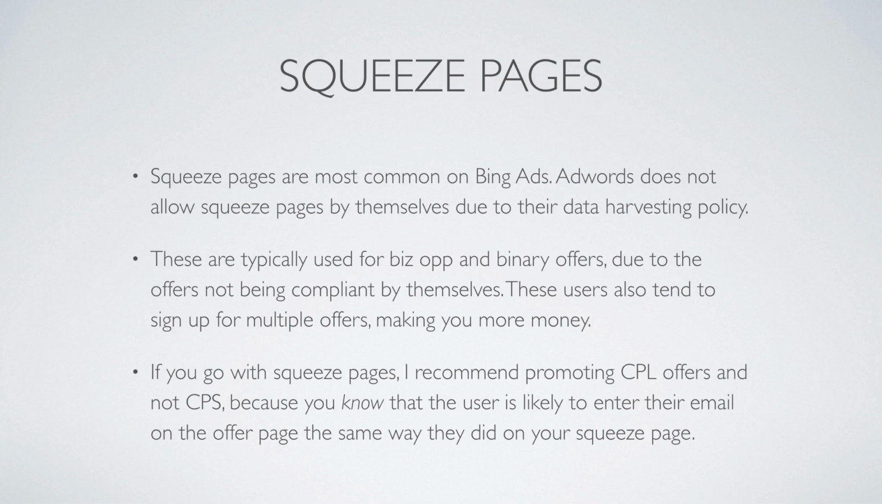So the best way people are monetizing these is they are collecting the info, the email through a squeeze page, and then using an email service provider such as Aweber or GetResponse, and they're setting up an autoresponder sequence. So as soon as these people enter their email address, they're going to start receiving emails where then they're going to be linked to the offer page. So this is actually proven very effective, and it's been used for a very, very long time. In fact, with BizOp, solo ads is another option for traffic. These users also tend to sign up for multiple offers, making you more money. So building a list through a squeeze page, if you're going to tackle BizOp and binary offers, is really the way to go.